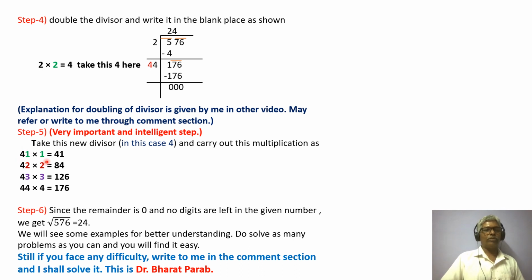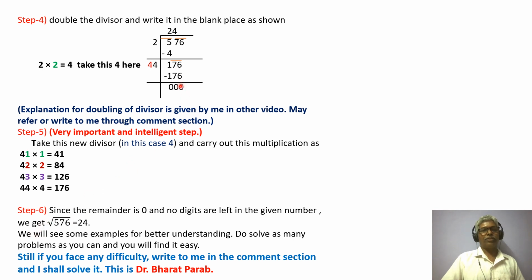You keep this 4 intact. Take 4 and add 1, so it becomes 41. Multiply by the same digit 1, you get 41. Increase this digit: 42 into 2, 84. Always do like this. 43 into 3, 129. Keep this 4 intact. 44 into 4, 176. We reach this. So we take this 4 here because we are getting 44 into 4, which is 176. Subtract it, you get 0. Remainder 0, nothing remains.